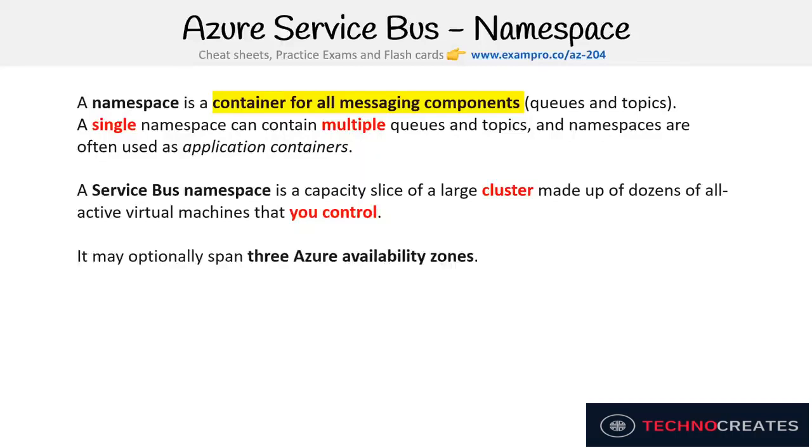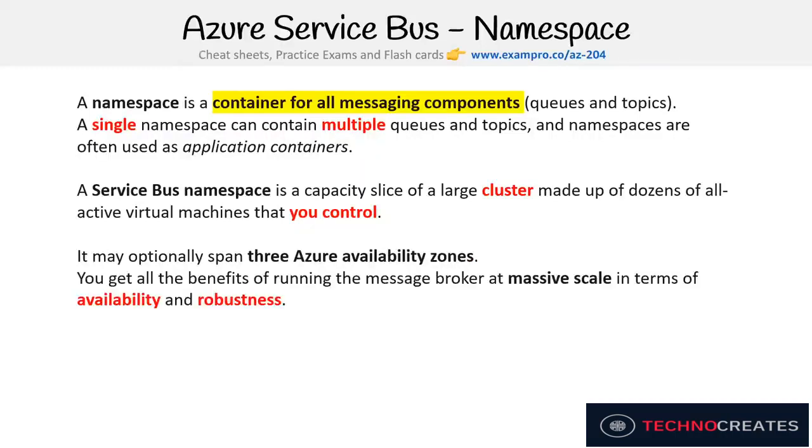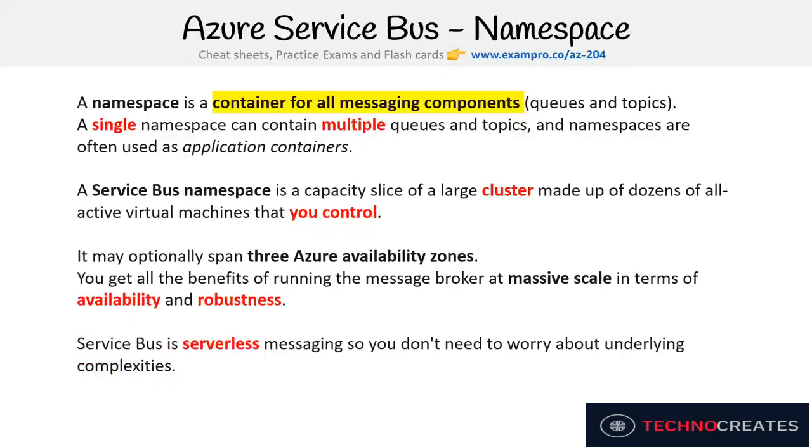It may optionally span 3 AZs, or availability zones, in Azure. You get all of the benefits of running the message broker at massive scale in terms of availability and robustness. Service Bus is serverless messaging, so you don't need to worry about the underlying complexity. It's kind of interesting because they're mentioning spanning across availability zones and virtual machines, but it's just a component that you don't have to worry about the management of, though you do need to know a little bit about how it works underneath. But there you go.